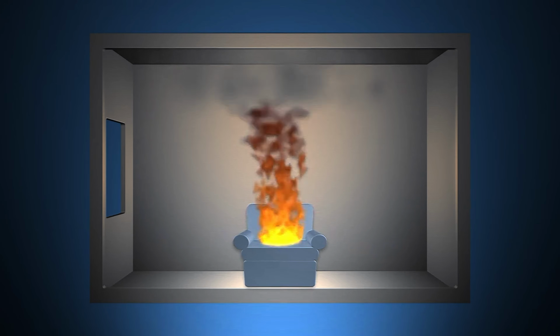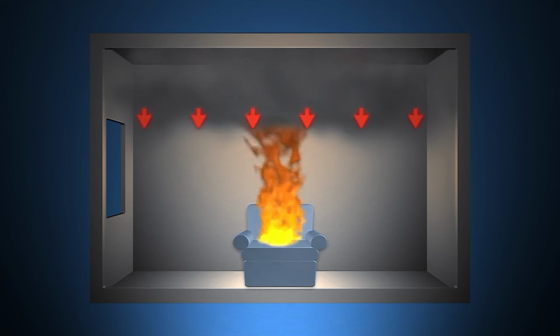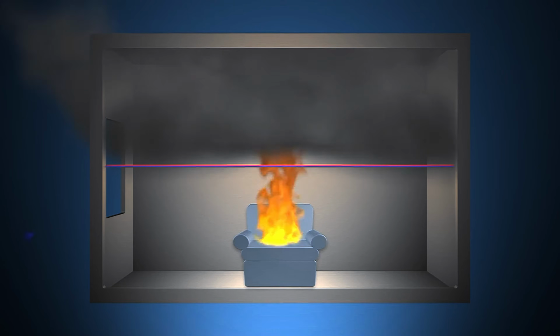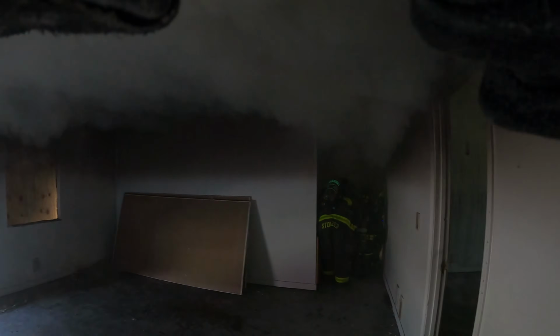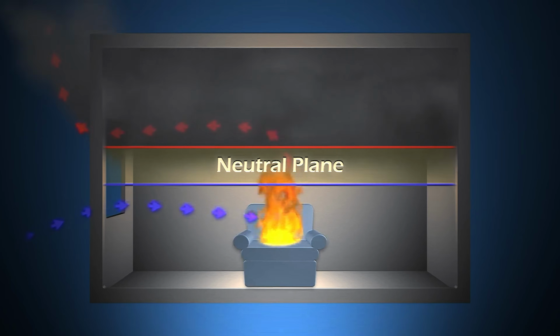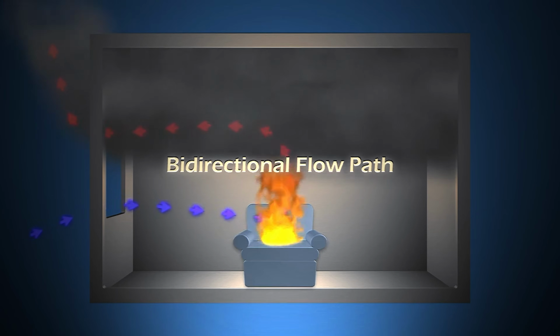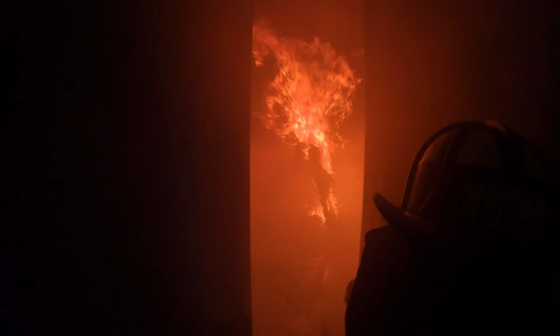Once heated gases expand near the ceiling, the area of high pressure increases and moves downward until it is able to exit a door or a window opening. A neutral plane is established when cool air enters the lower part of the window and hot gases exit the upper part of the window. This configuration is called a bidirectional flow path and typically occurs in a closed compartment with only one opening.